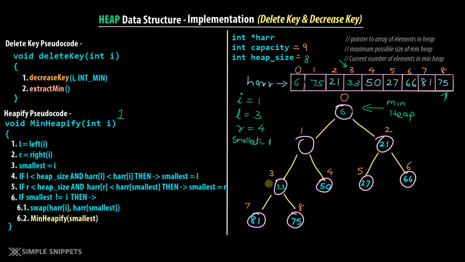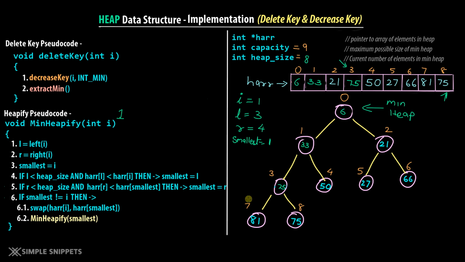So let's quickly do that. I'm not explaining every step over here. You can dry run it yourself. So 33 comes over here and 75 goes over here. So in the array also 33 and 75 will be swapped. Okay. And again min heapify will be called on index position 3.